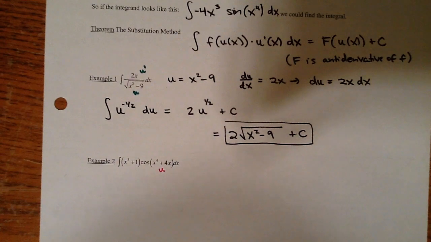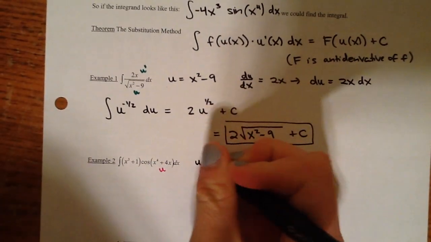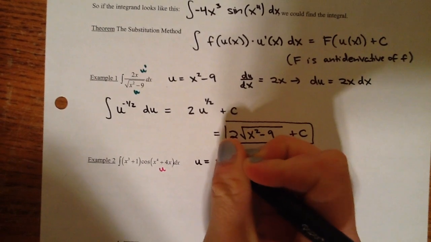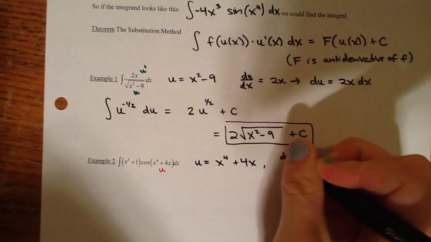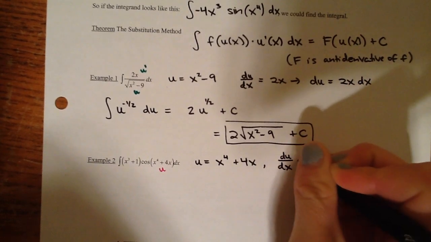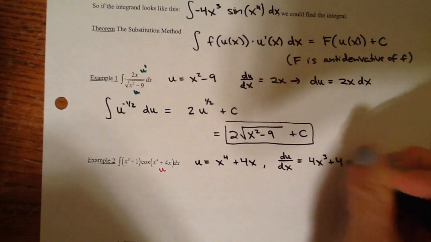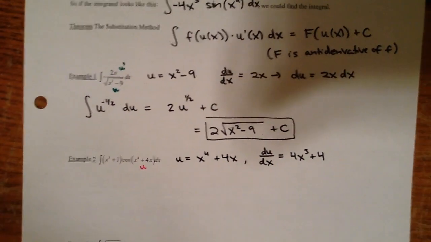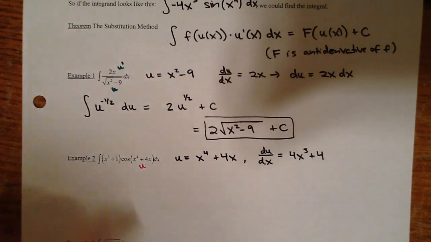Okay? So we write down, and I want to see these things written down every time. You write down u equals x to the 4th plus 4x. And then our derivative, du by dx, is equal to 4x cubed plus 4. Which, if we start to simplify it a little bit, because you know what we started with, so we know what we need to sub out.